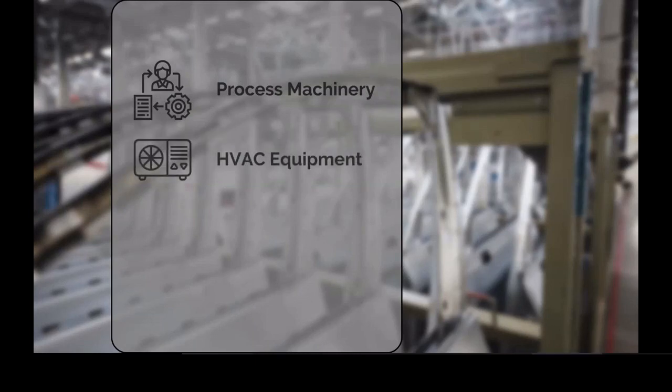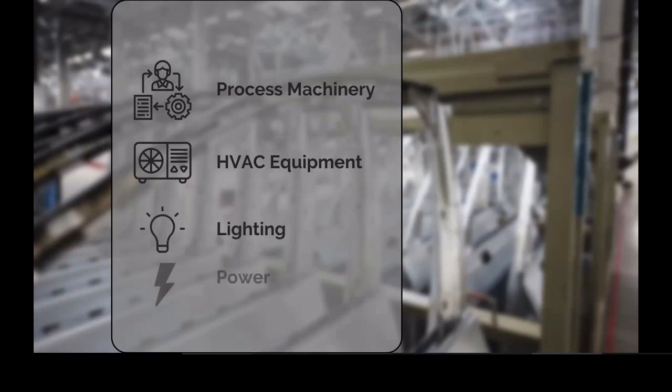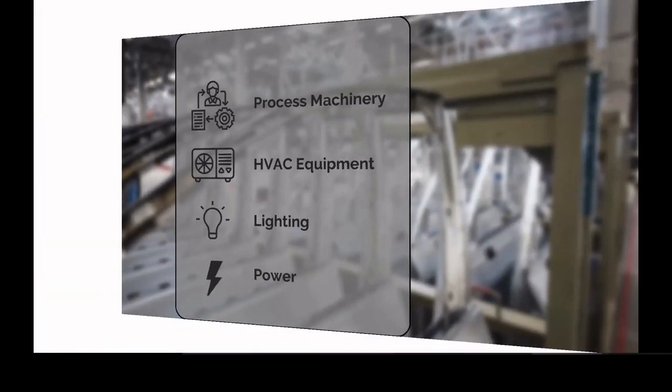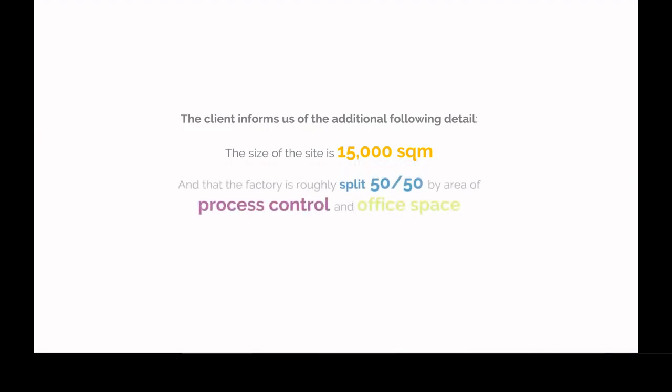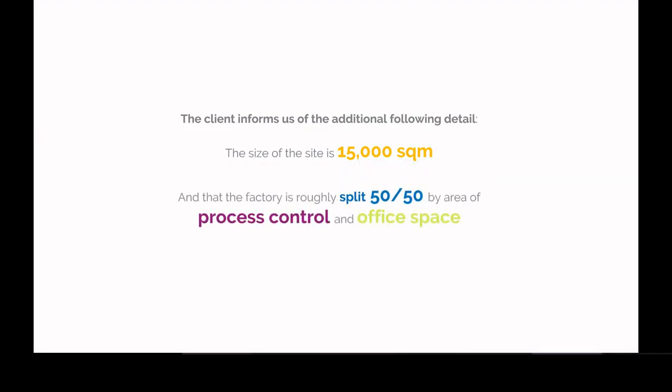What else do we know about this factory? Well, the factory is split into process machinery, HVAC equipment, lighting, and power. But the client also informs us of some other additional detail, which is going to become apparent as quite important. Firstly, the size of the site is 15,000 square meters, and the factory is roughly split 50-50 by area of process control and office space. So 50% of it is process control, 50% is office space. But we also know that there's an on-site cafe and a dining area.